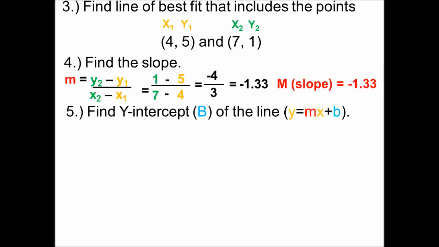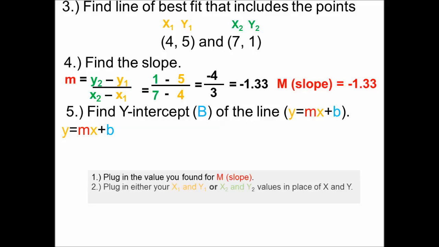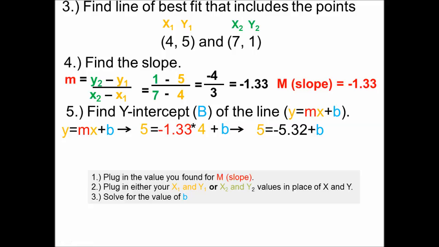Then we're going to solve for our y-intercept. That is y equals mx plus b. And we're going to have our 3 steps again: plugging in m, plugging in a value of x and y, and then solving for b. So if we plug in our y value of 5, I'm just going to go back and use my first points this time. Y value of 5 is equal to our slope of negative 1.33 times our x value of 4 plus b. Therefore, and this is where the numbers start to get kind of ugly, 4 times negative 1.33 is negative 5.32 plus b.